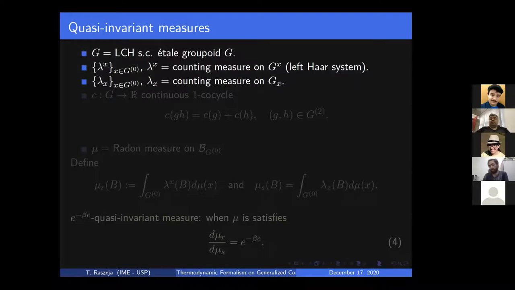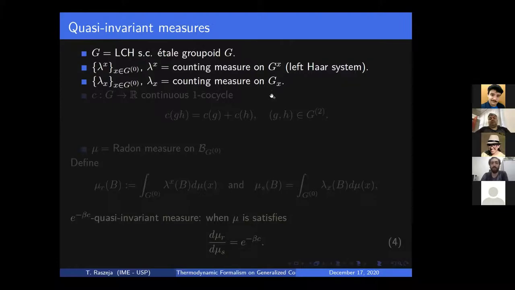I have to introduce this in terms of groupoids. So we have a locally compact countable groupoid, which is the main thing in this talk. You consider the counting measures, and we define a left Haar system. This G^X is the pre-image of the range map on X.